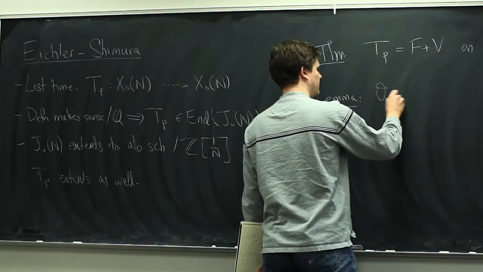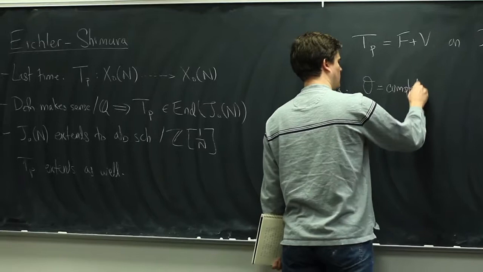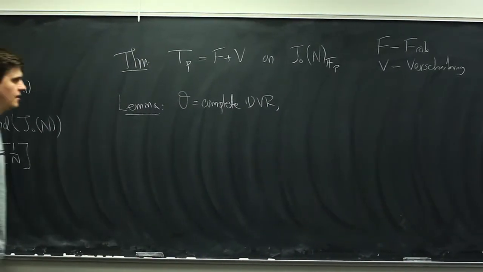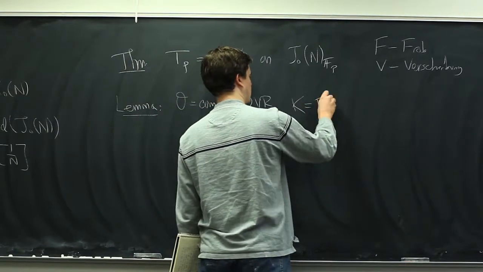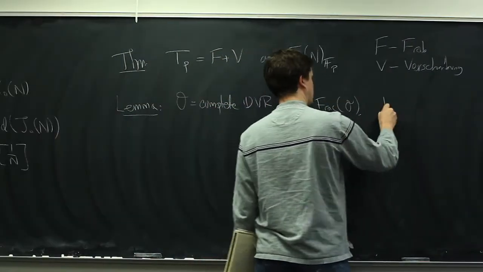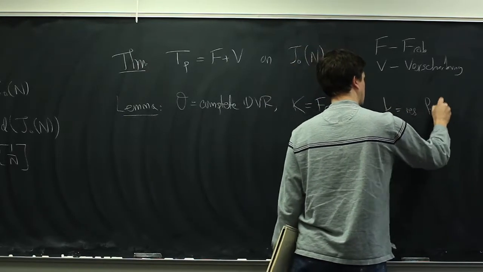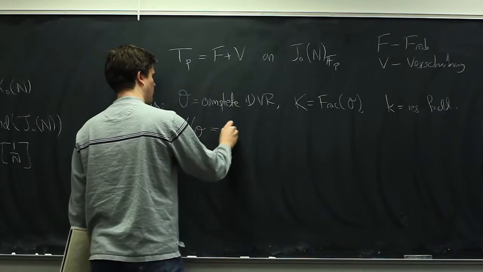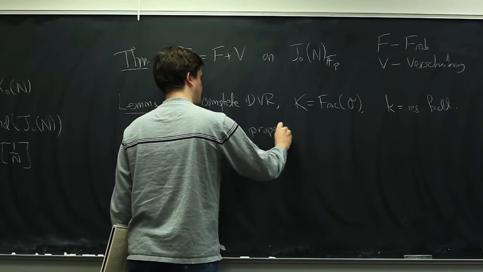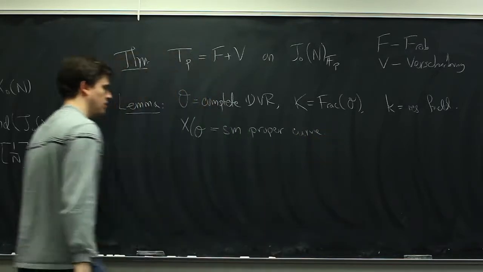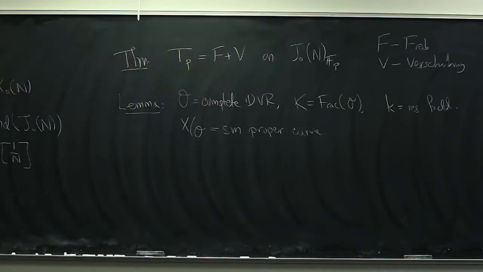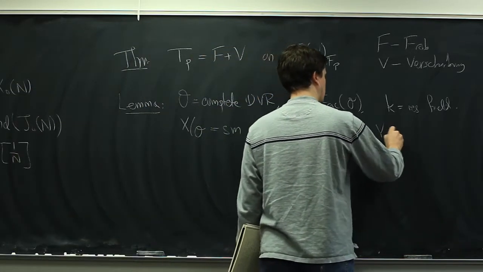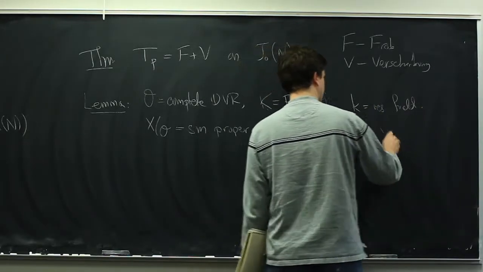So suppose that O is a complete DVR. We're going to have Z_p in mind. Let K be its fraction field, and little k its residue field. And suppose we have a smooth proper curve over O. That's going to be like X_0(N) for us. And suppose that we have a correspondence. So f and g are two finite flat maps from some curve Y to X.